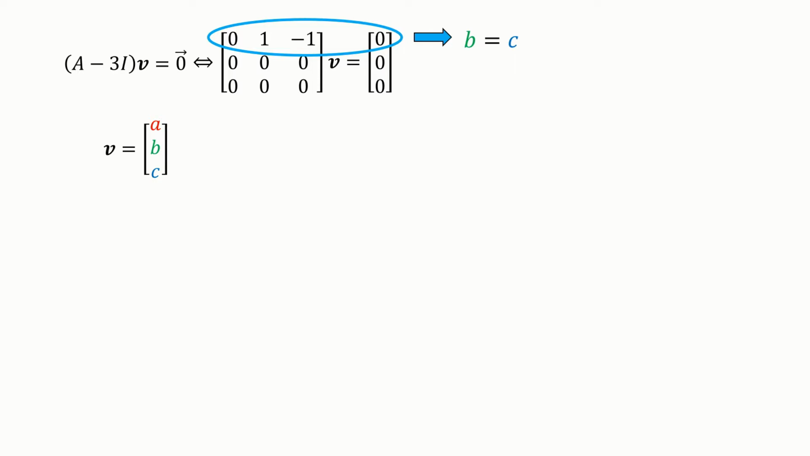I could have also said that A and B were free, and that C is equal to B. The important thing is you have two free variables, right? So any and every eigenvector of A will have this form: A, C, C. And I can write this vector in parametric form as A times the vector (1, 0, 0) plus C times the vector (0, 1, 1).